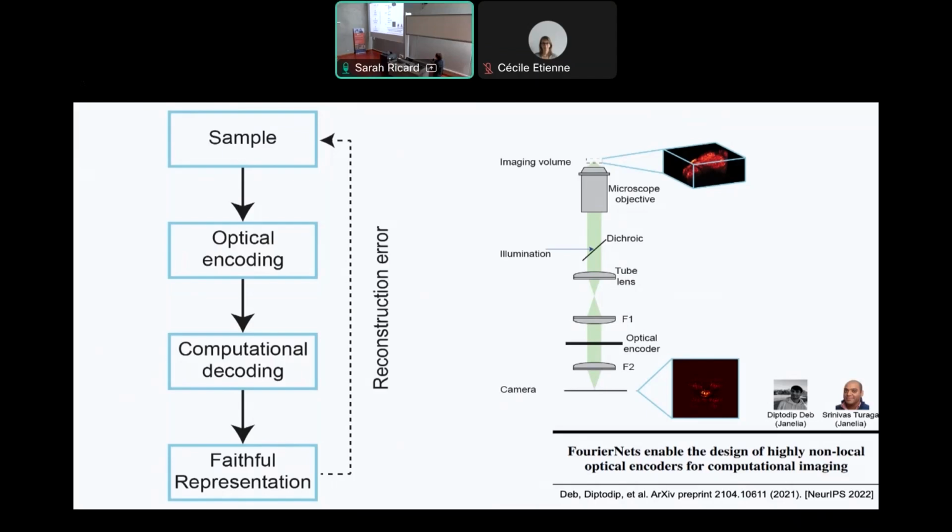And so you can't get any information back out of it. Then you have the second part of the neural network, which is a computational decoder. So you decode this cloudy image of nonsense, and you calculate an error between what your computer thinks it's looking at and what the sample actually is. And you do this many, many times. You use a technique called backpropagation, but I don't know if you guys have done any deep learning as part of your master's courses. Basically, you iteratively update the parameters of this optical encoder in order to make sure that the representation your computer is generating is as close to the sample as possible.